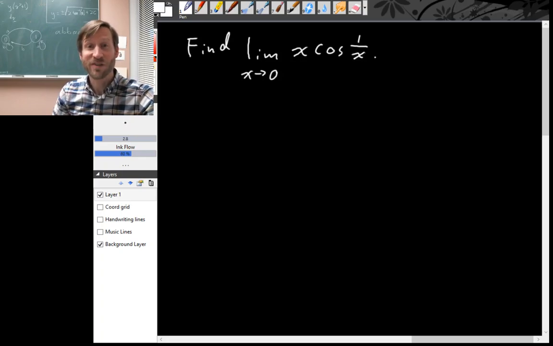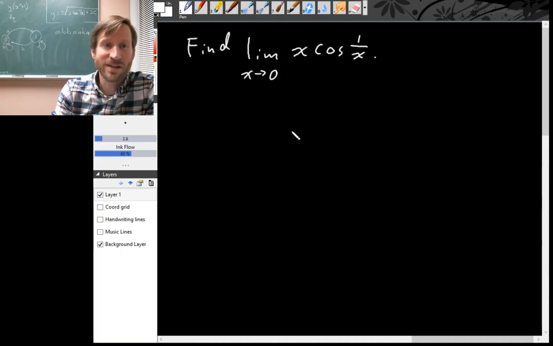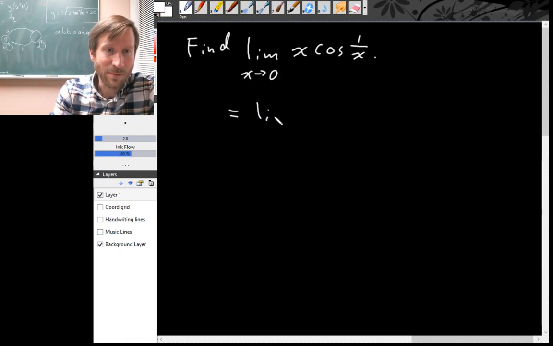Here's one final trick for calculating a limit without resorting to a graph or plugging in a bunch of numbers. So let's find the limit as x goes to 0 of x times cosine of 1 over x. Now, it's tempting to use the limit laws to calculate this limit, and if you try, here's what happens.